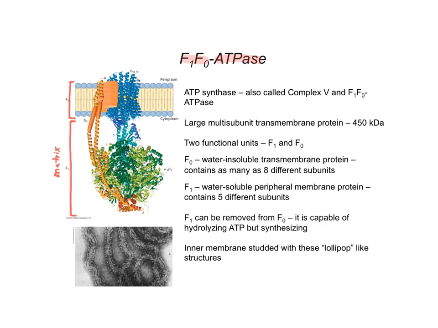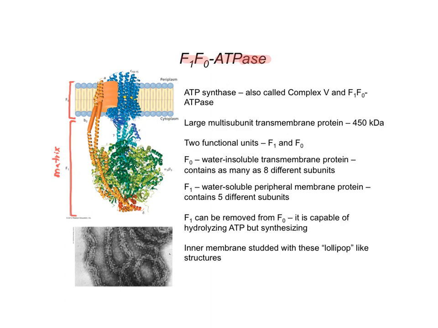So a couple of things. F1 can be removed from F0. You can disrupt it via sonication, and you can get F1 on its own. It is not capable of synthesizing ATP, but it is an ATP hydrolyzer, meaning it can take ATP and hydrolyze that bond and make ADP and Pi. That's why we call this an ATPase. A synthase is going to make ATP, and an ATPase is going to hydrolyze ATP. So if we remove F1 from F0, we will get hydrolysis spontaneously. It can't synthesize it, though.